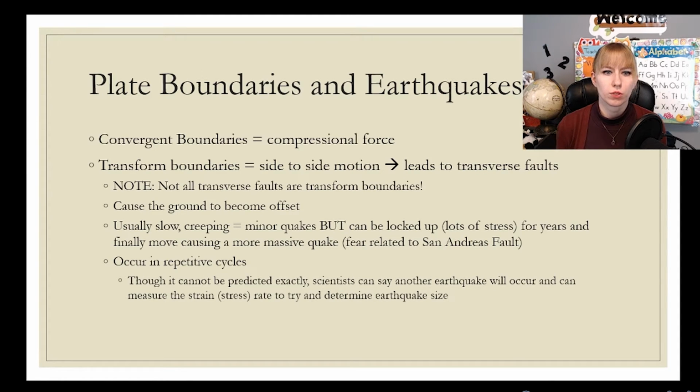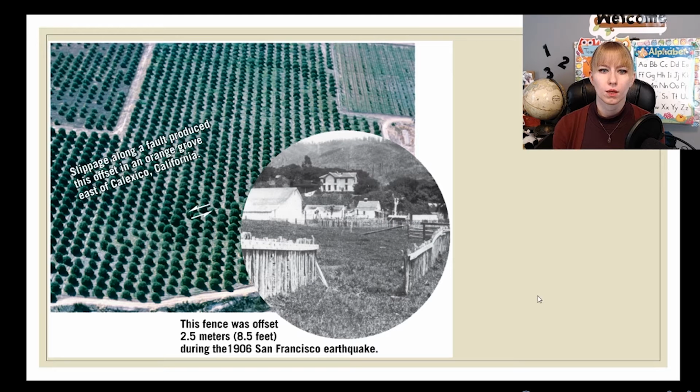Transform boundary or transverse faults occur in repetitive cycles, and though we can't exactly predict them, scientists can say another earthquake will occur and can measure the strain or stress rate and try to determine earthquake size before it happens. So here's an example that we see here of, thanks to a transform boundary in San Francisco in 1906, we have the offset of a fence and actually land being moved around.